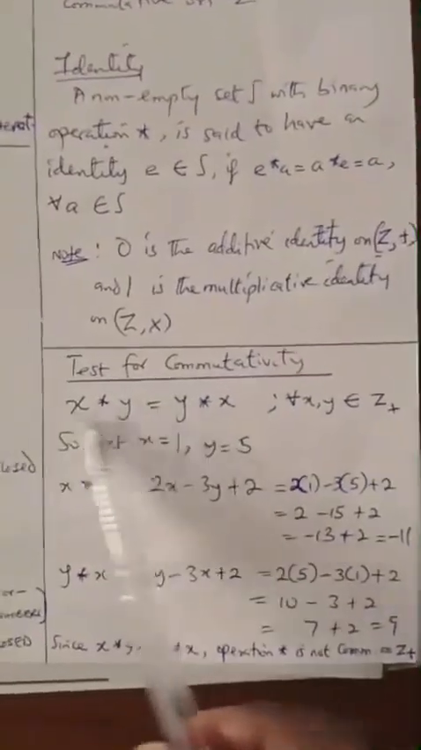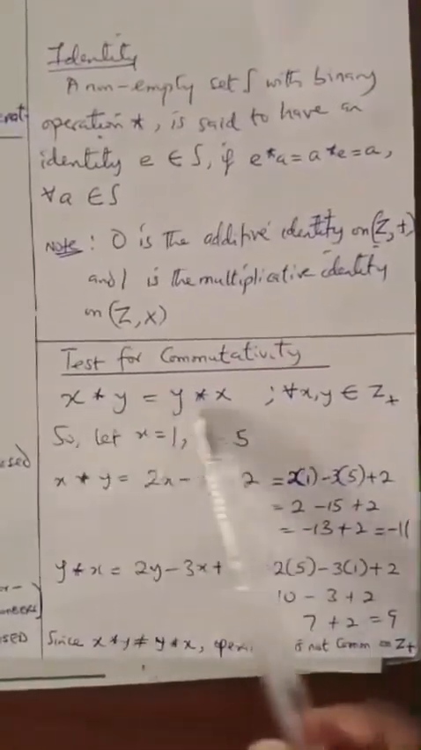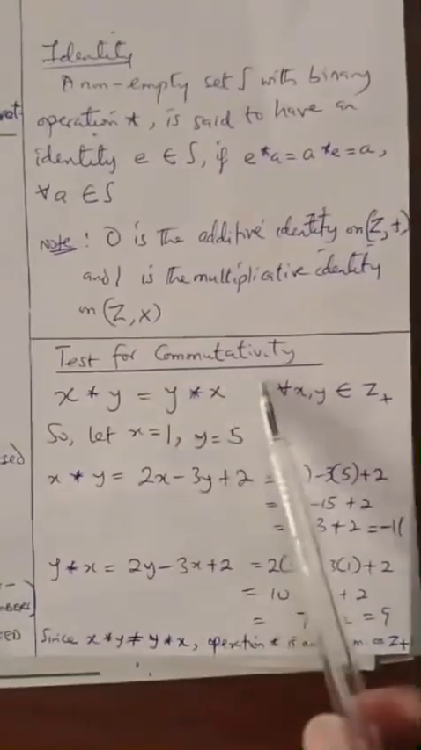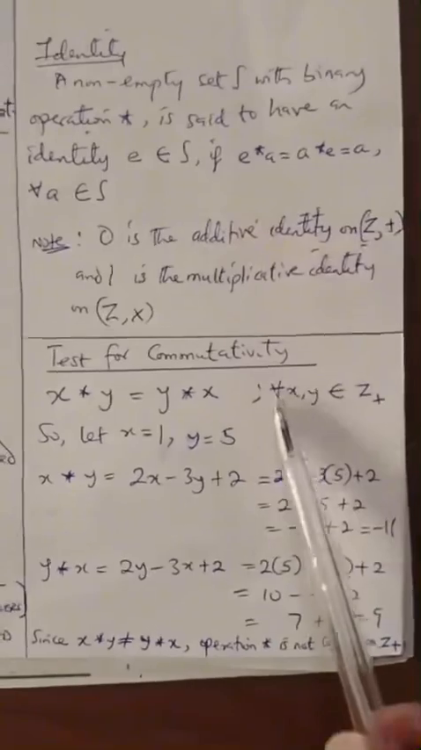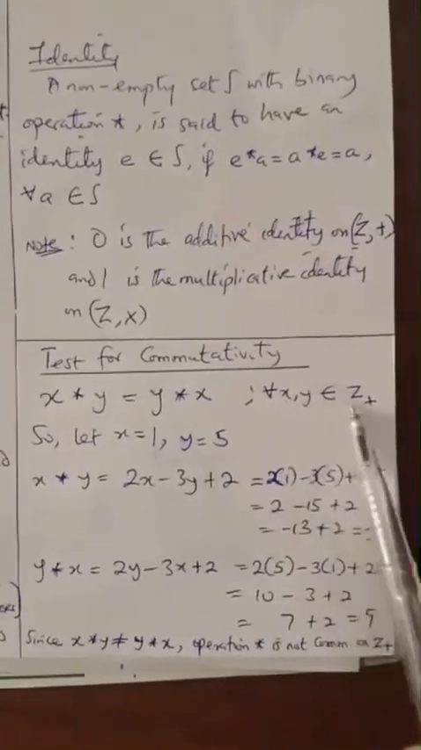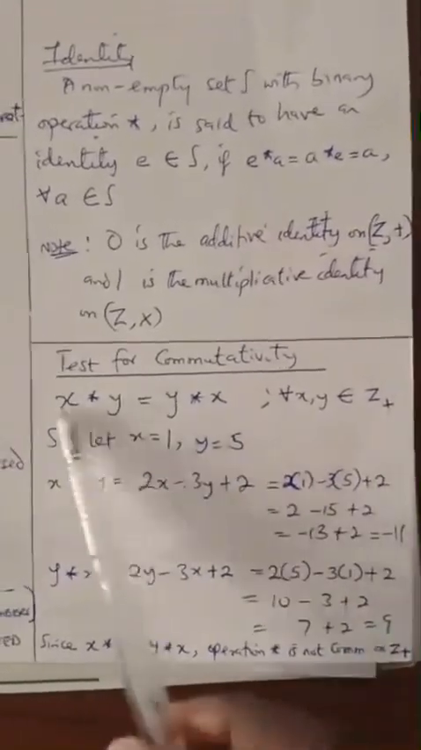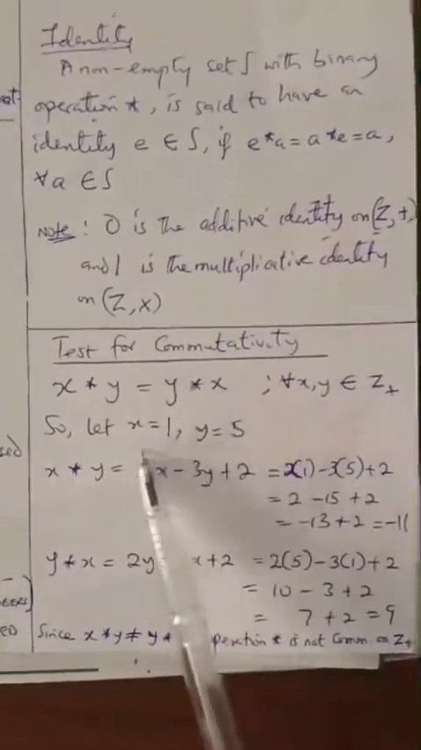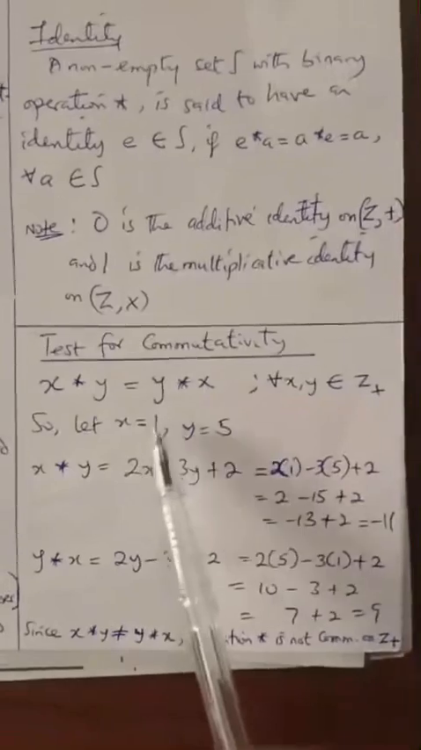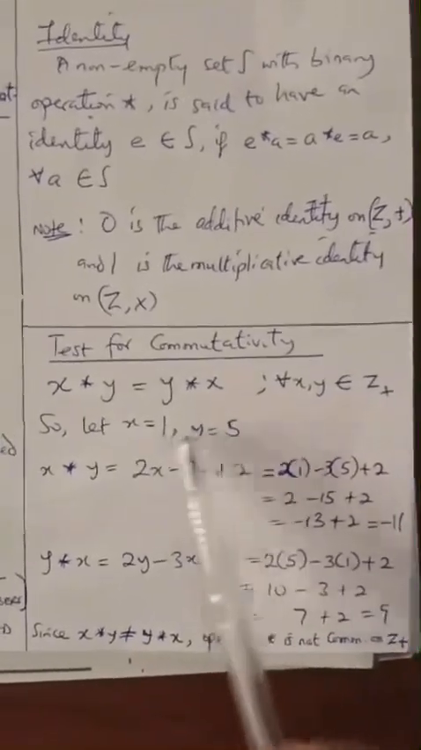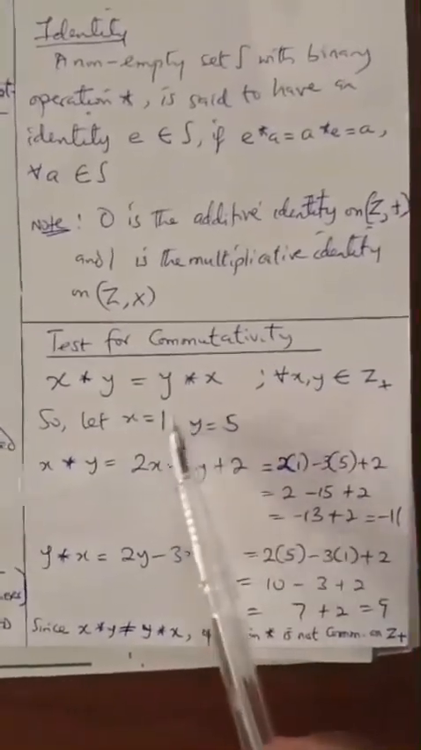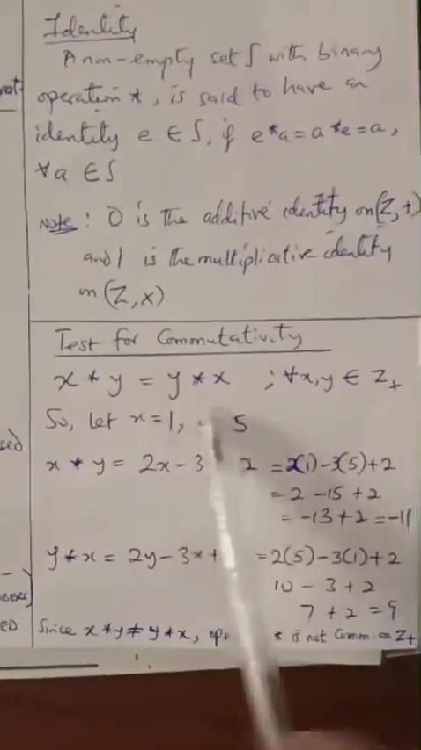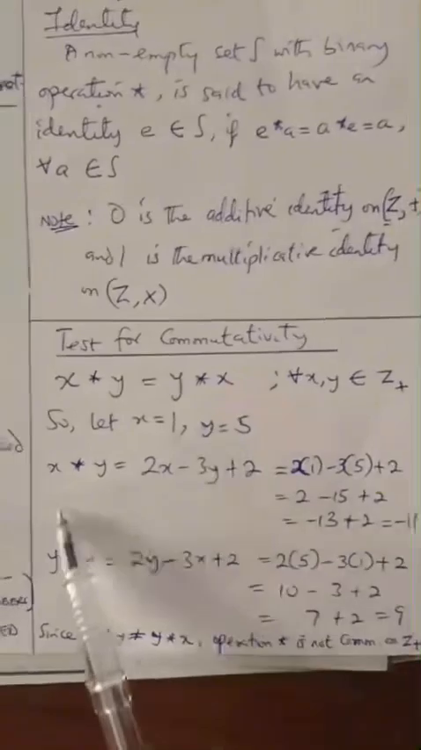This is basically the formula for commutativity. X operation y should equal y operation x, for all x and y belonging to the set of positive integers. So when you swap the operands, that's x and y, it should still give you the same result. So let's choose, like we've chosen, 1 and 5, because they are positive integers, and 1 is the smallest positive integer. So these are ideal numbers to test. So just trial and error.